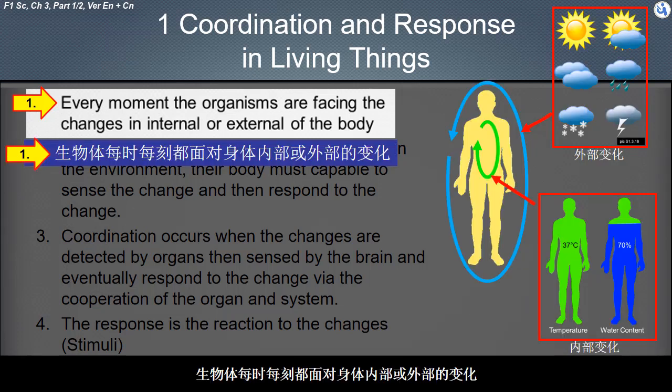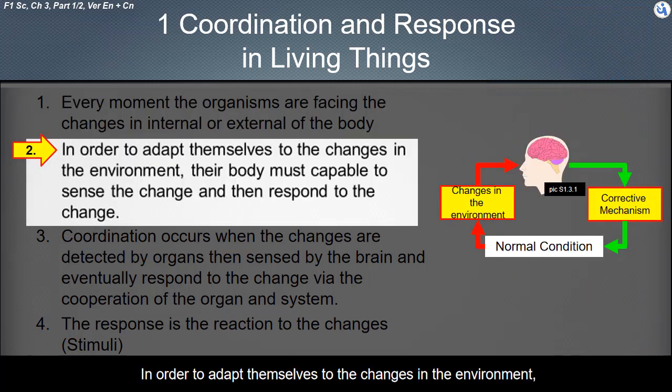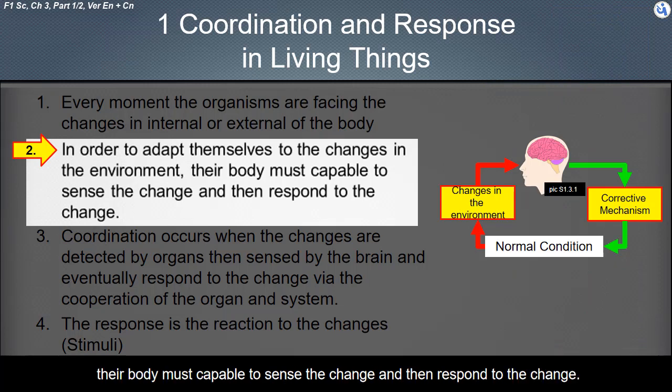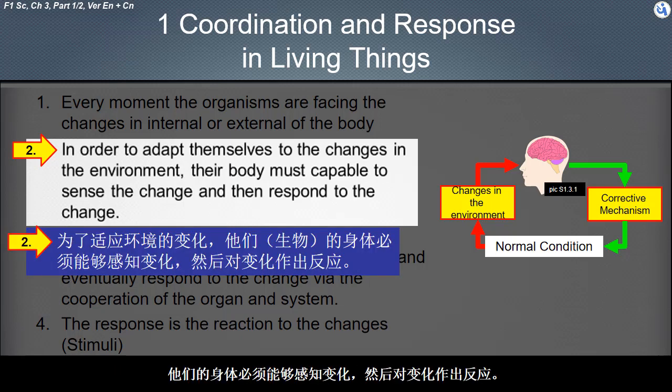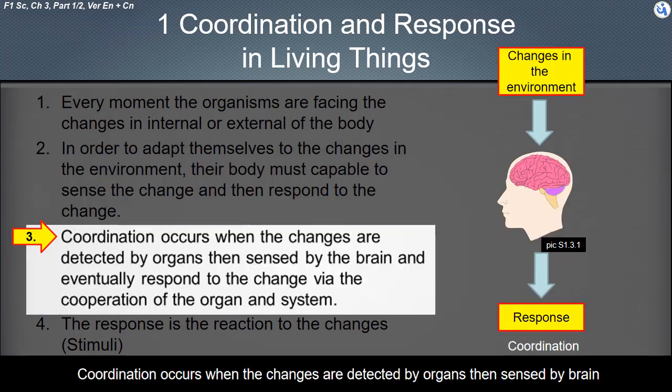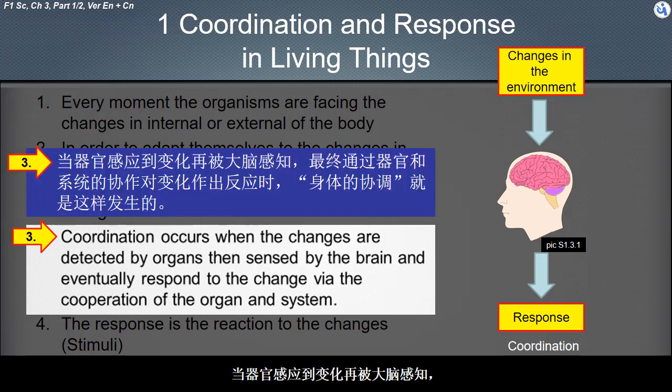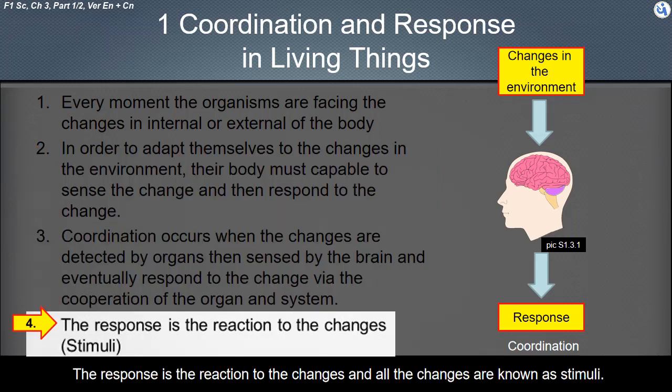In order to adapt themselves to the changes in the environment, their body must be capable to sense the change, and then respond to the change. Coordination occurs when the changes are detected by organs, then sensed by the brain, and eventually responded to via the cooperation of the organs and systems. The response is the reaction to the changes, and all the changes are known as stimuli.